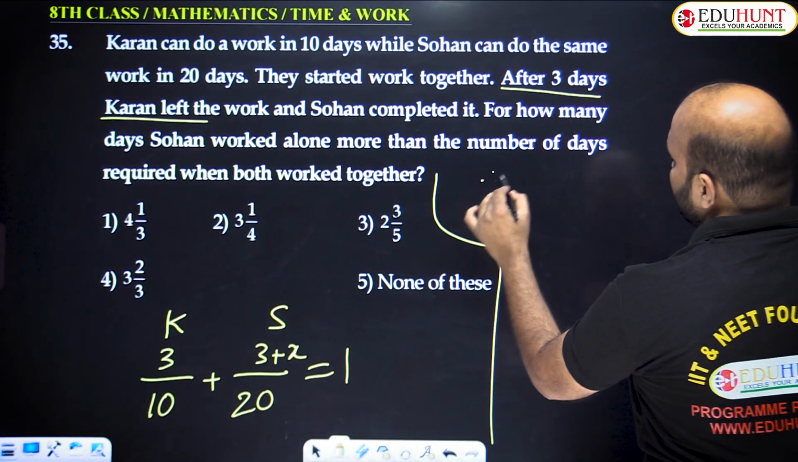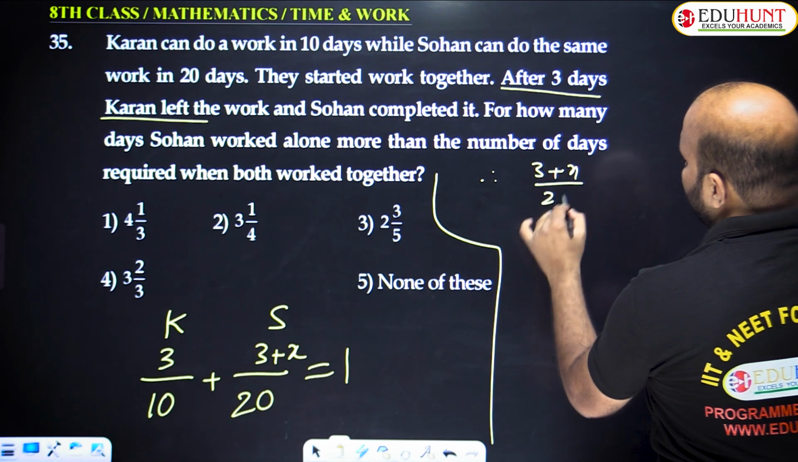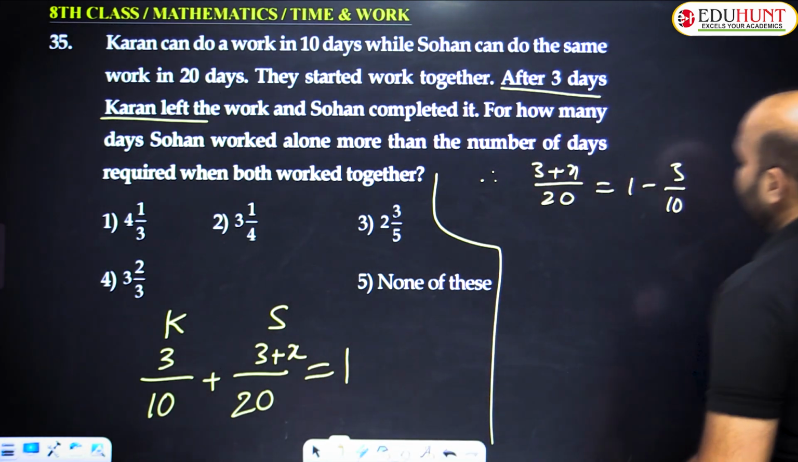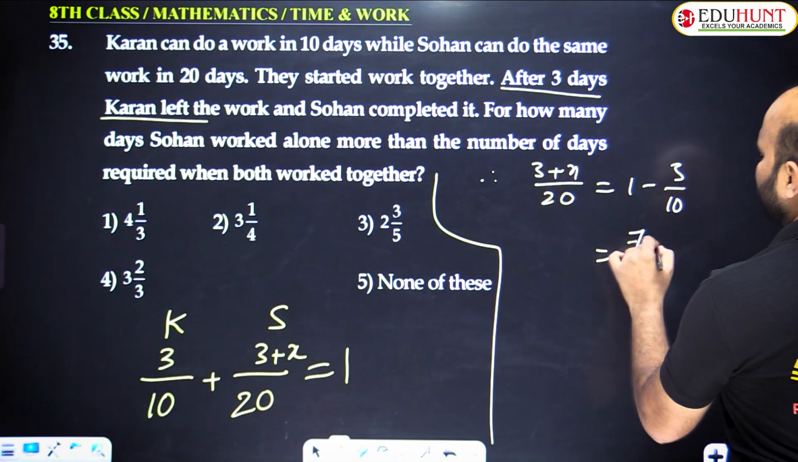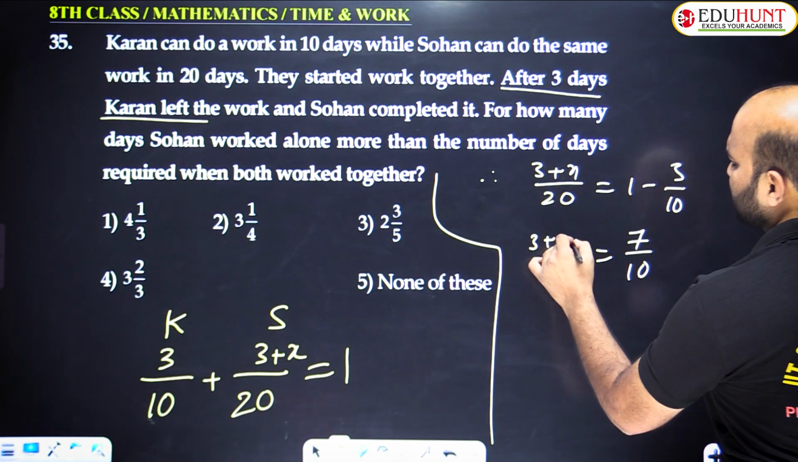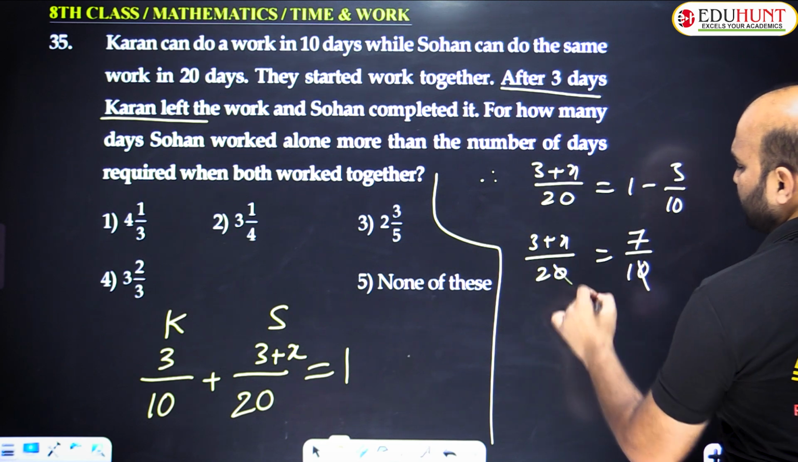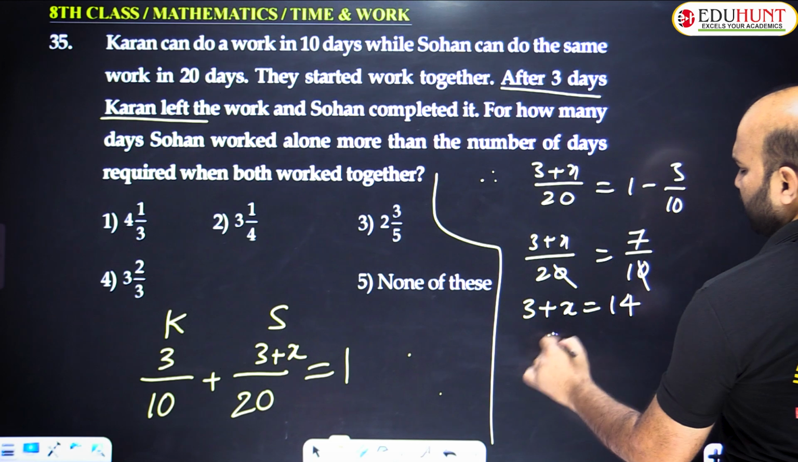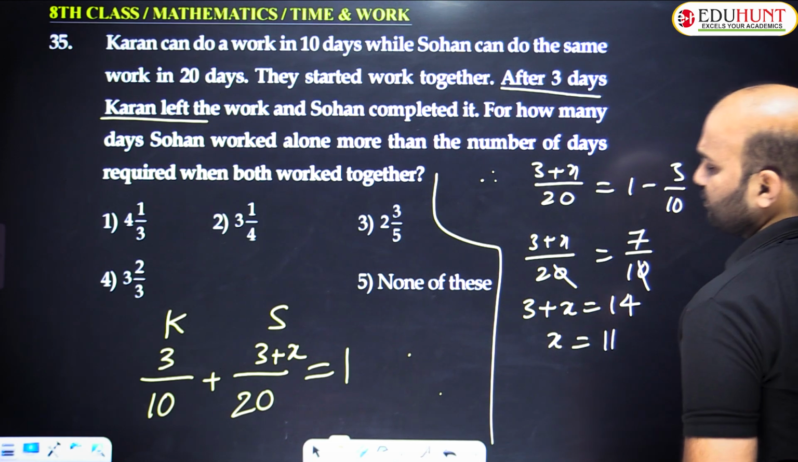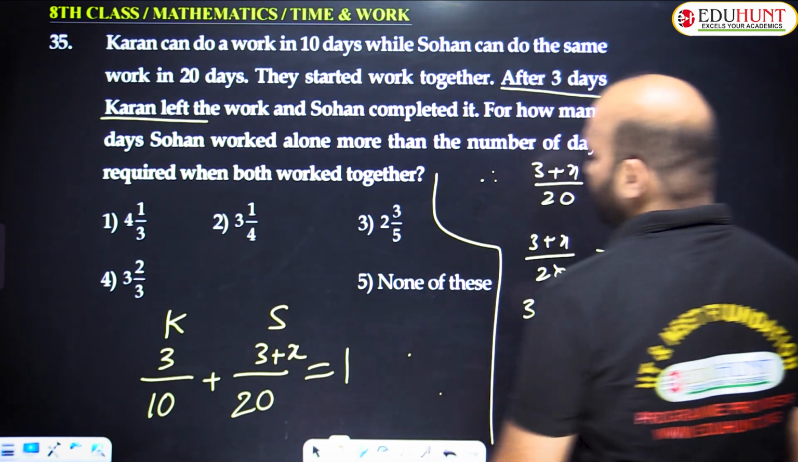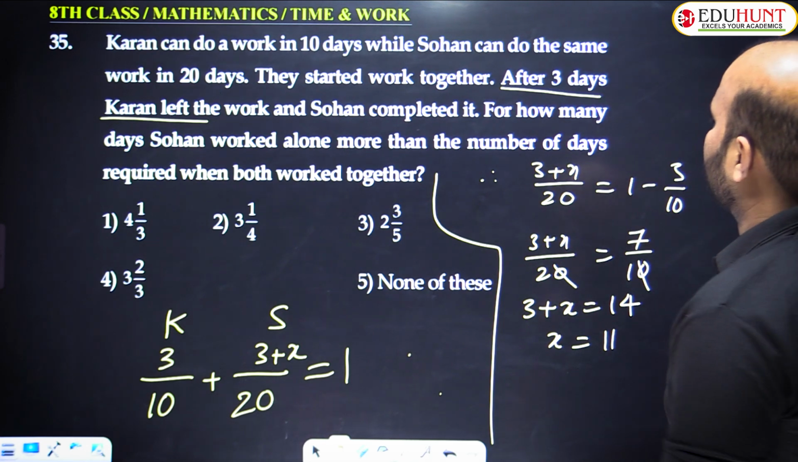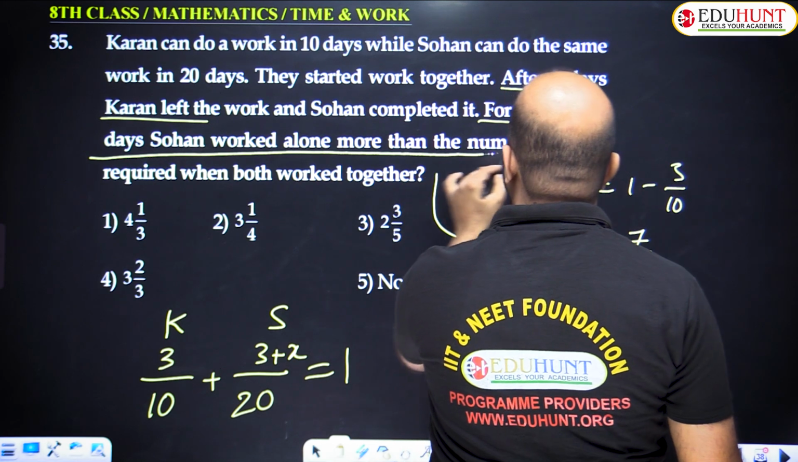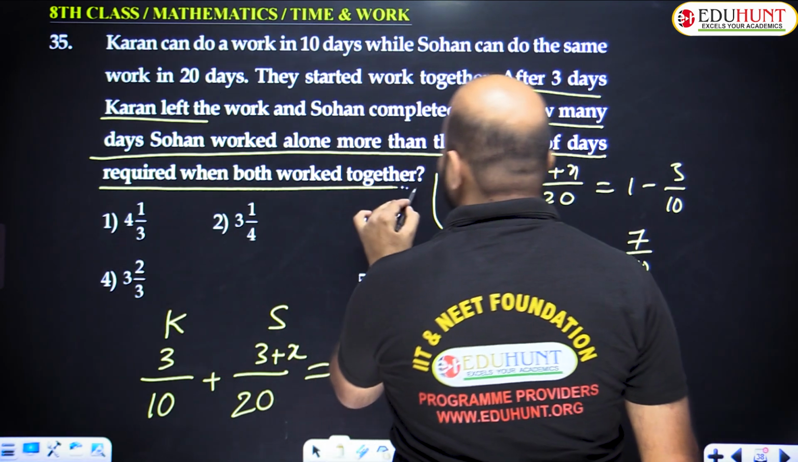Therefore (3 plus X) by 20 can be written as 1 minus 3 by 10. So 3 by 10 goes to the right side and it becomes 1 minus 3 by 10, that means 7 by 10. So (3 plus X) by 20 equals 7 by 10. The zeros cancel. According to cross multiplication, 3 plus X equals 14, so X equals 11 days. X stands for what? The remaining work completed by Sohan in how many days? 11 days. But the question I am asking is, for how many days does Sohan work alone more than the number of days required when both work together.